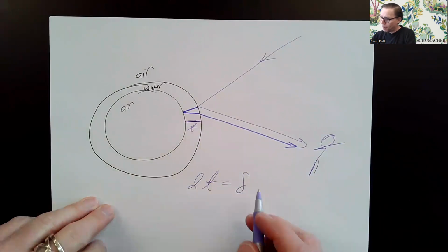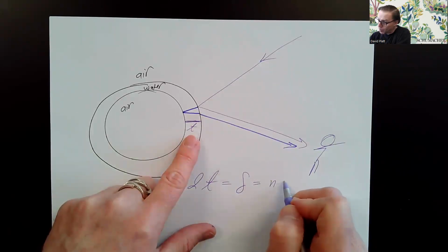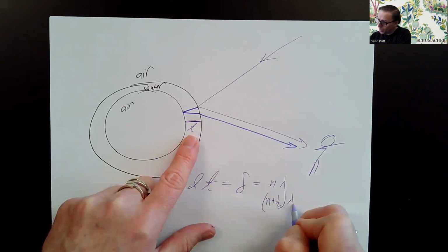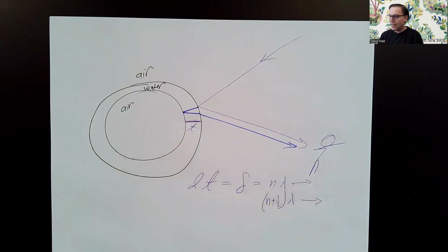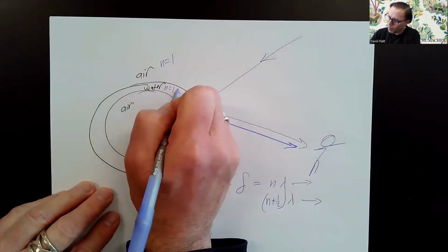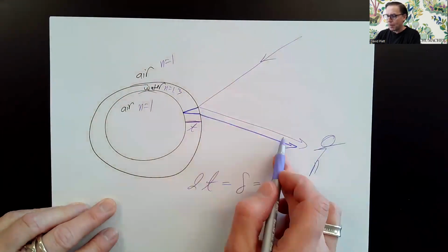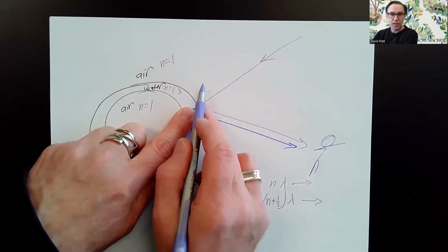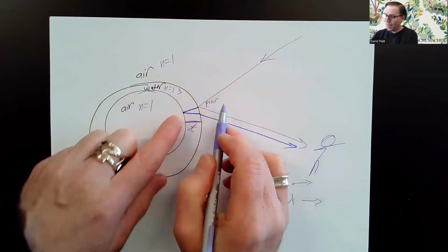And I want to know, that path difference might be an integer number of wavelengths, and it might be an integer plus 1/2 number of wavelengths. There's two different possibilities. Now, if this is air, n equals about 1. If this is water, n equals about 1.3. If this is air, n equals about 1. When this reflection happens, is there a phase change upon reflection? Small index to large index. Yes, there is. There's a p-cur, p-c-u-r, there.